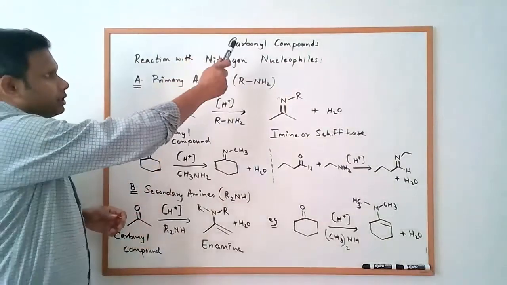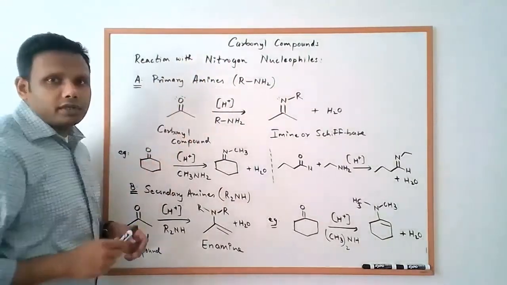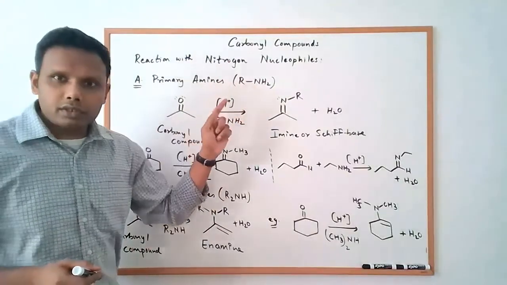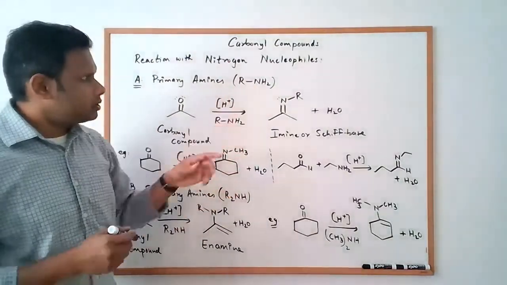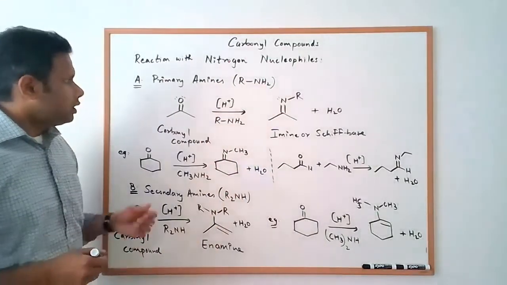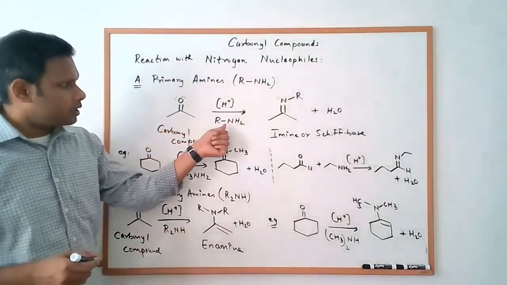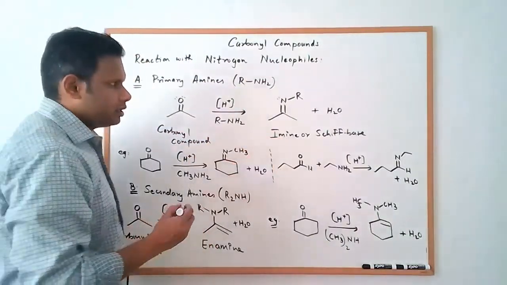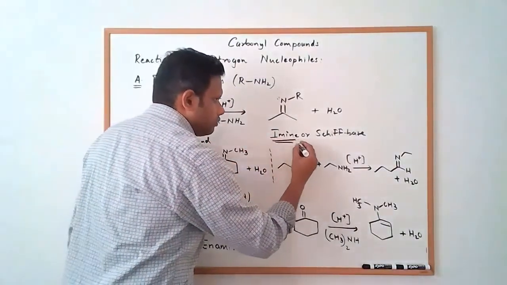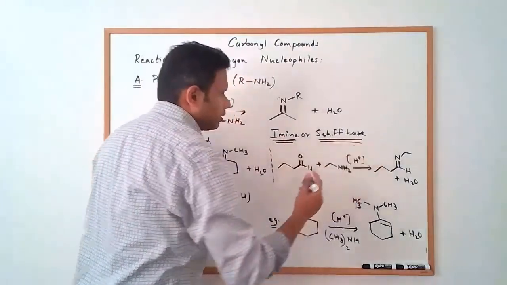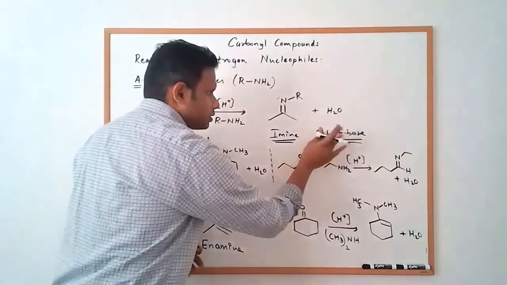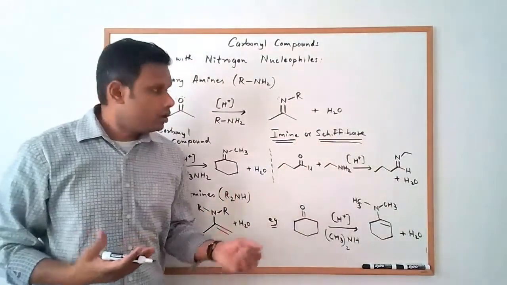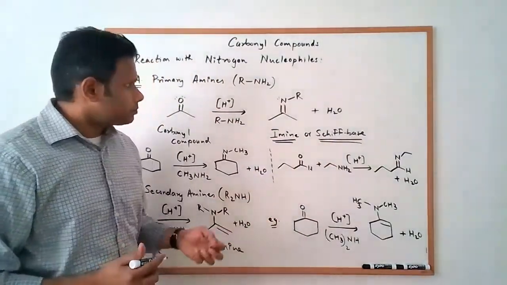So when a carbonyl compound reacts with primary amines, okay, where the nitrogen has only one carbon-containing group connected to it or has two hydrogens on it, when a carbonyl compound reacts with a primary amine, then the product that's obtained is called an imine or a Schiff base. Okay, they're both used interchangeably, the names. Some people might call it an imine, others might call it a Schiff base.